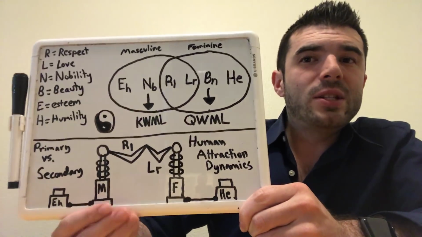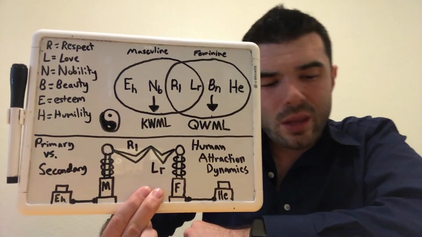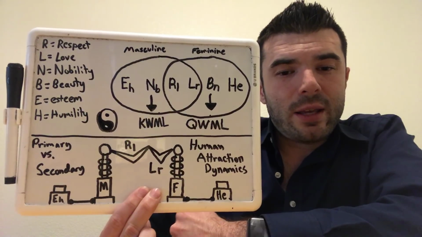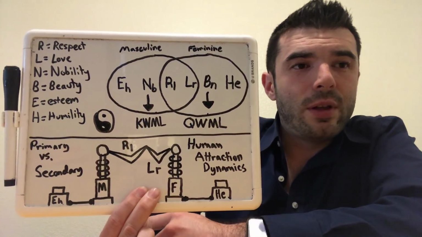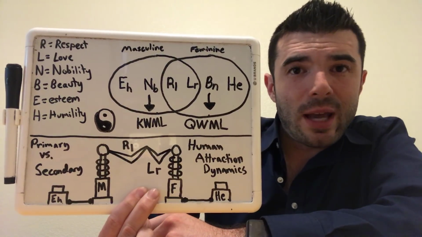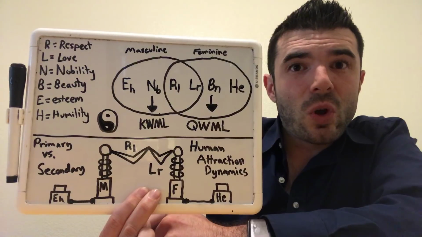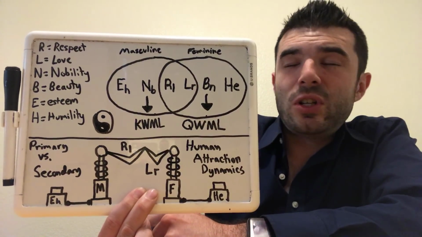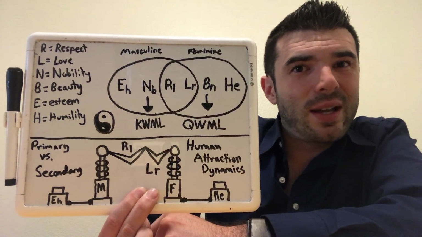In a romantic relationship, for example, you have a man providing love for his woman who is lovable. You have the woman providing respect for the man who is respectable. And as a result, they're able to have a relationship, right? A lot of people are just like, oh, well, it's all about just love. And no, actually it's not.